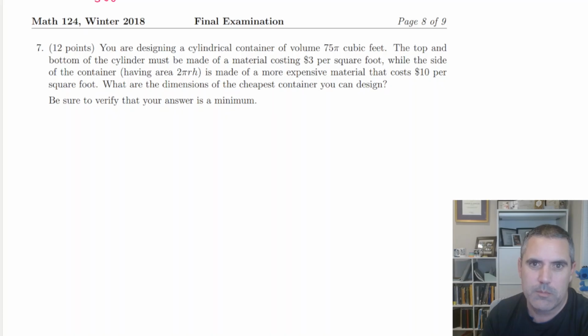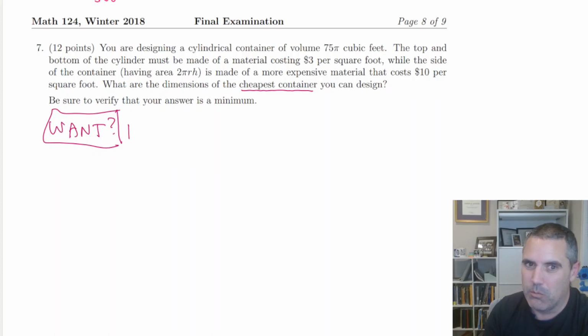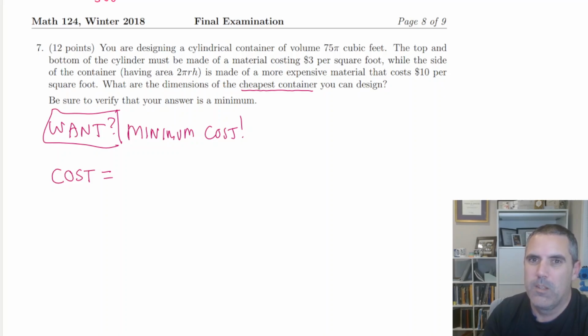The top and the bottom must be made of a material costing $3. Okay, too much stuff to read. Let's just go to the end. What are the dimensions that make the cheapest container? That's my guiding light. Don't try to guess anything else. Just now write down what that is. Cheapest means we want the minimum cost. That's our guiding principle. The very first thing we're going to write is cost. The goal is to get a one variable function for cost, take its derivative, and we'll be done. This is where students get mixed up, but they're like, I don't know how to deal with cost. Okay, so now we're going to think about what we're given.